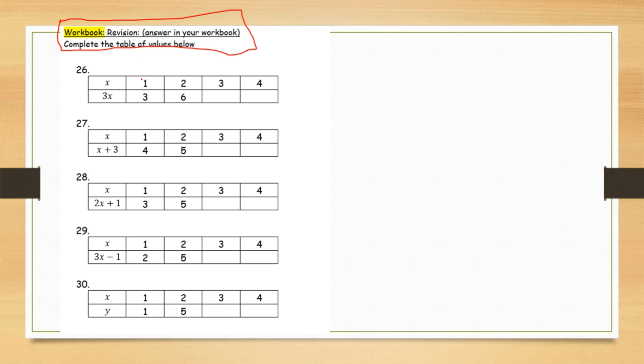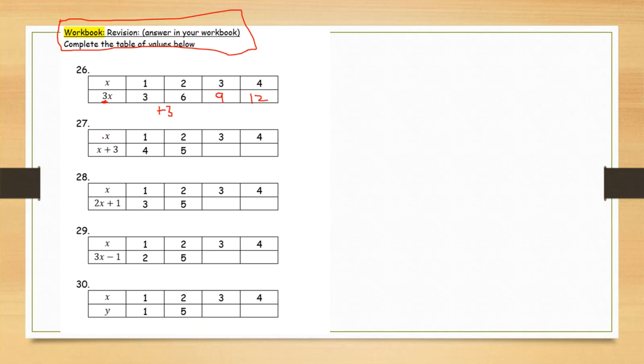So x is the top row and 3x is the bottom row. Each of the top numbers needs to be times by 3. So 1 times 3 is 3, 2 3s are 6, 3 3s are 9, 4 3s are 12. You should notice here that we're going up by 3 every time. And it's not a coincidence, that number there is a 3.